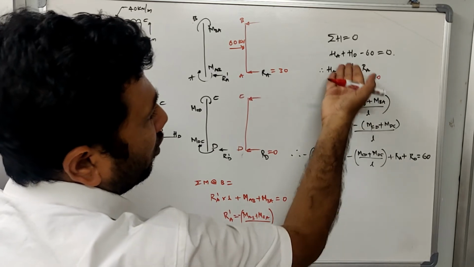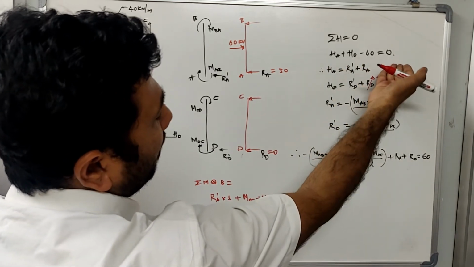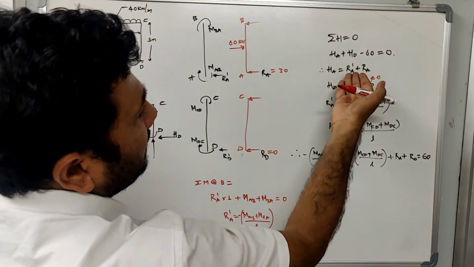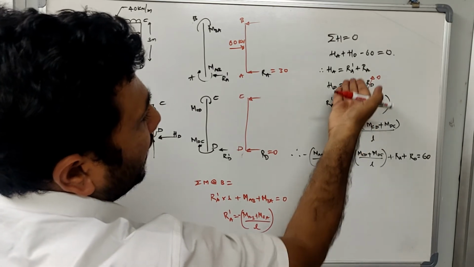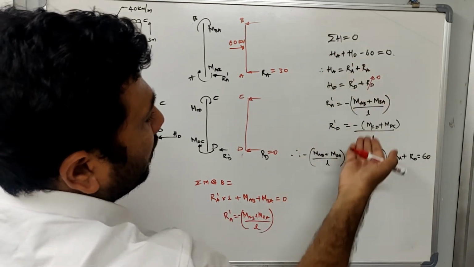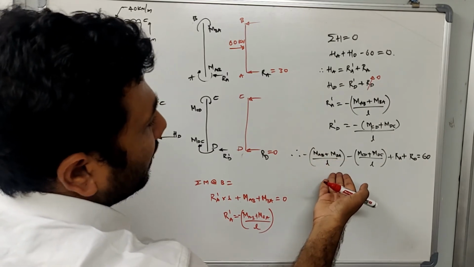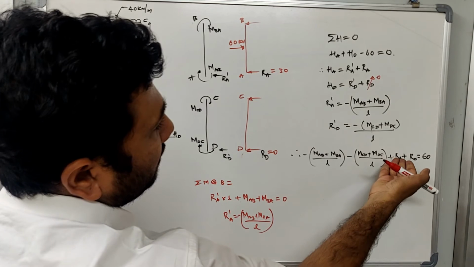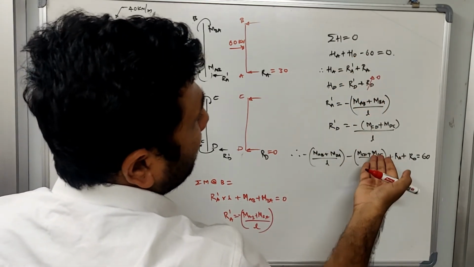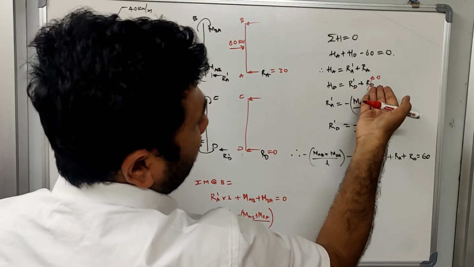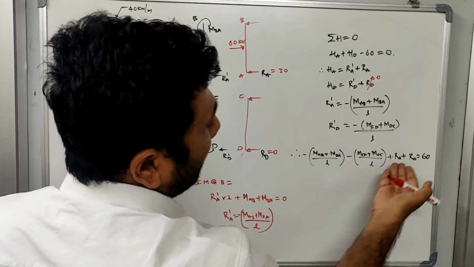Now let us go back to the first equation that I gave you, which is HA plus HD minus 60 equal to 0. HA is equal to RA dash plus RA. You know how much RA dash is, so let me substitute these values: minus of MAB plus MBA divided by L, plus RA. Now going to HD, we have the equation HD is equal to RD dash plus RD, where RD dash is minus of MCD plus MDC divided by L, plus RD.